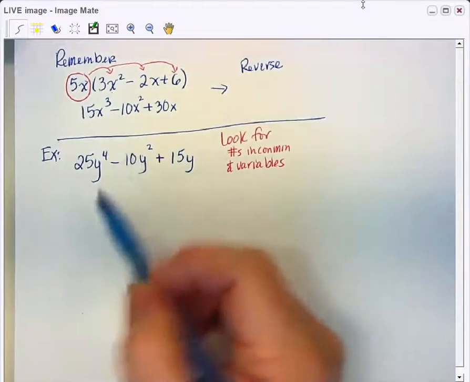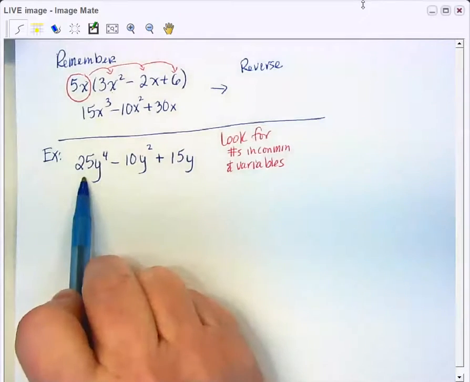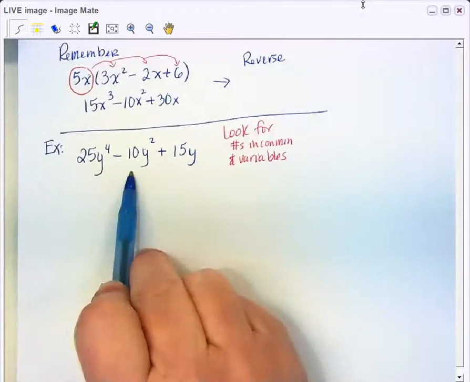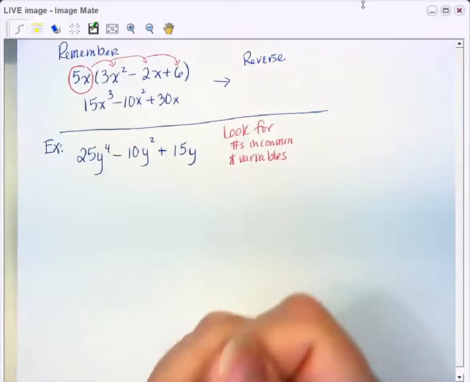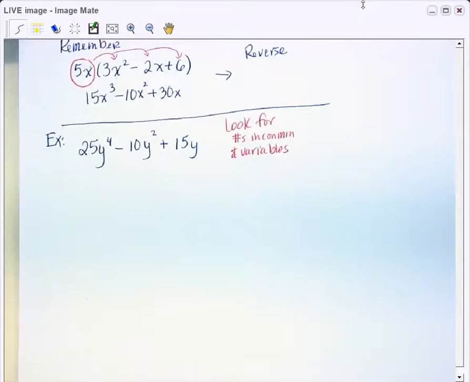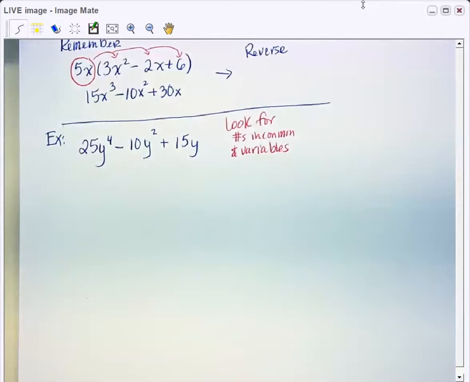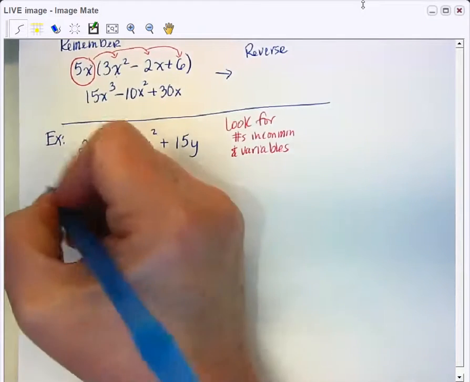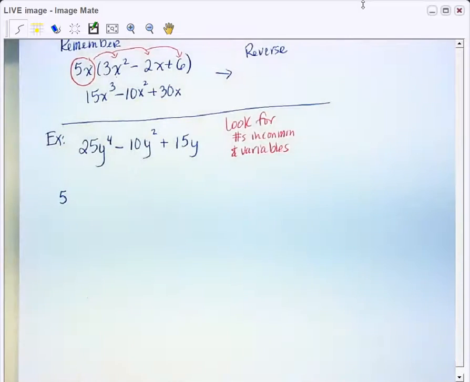For this, I'm going to go, okay, what number goes into 25, 10, and 15? Put it in the chat box. What would that be? Okay, good. Nice. Okay, good. So 5 goes into all of those.